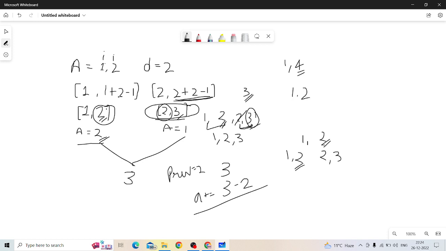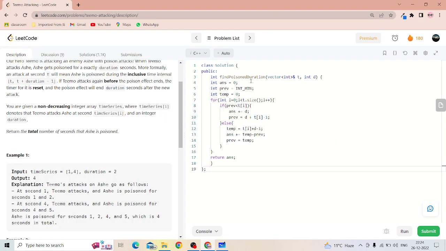If this last second is less than this array number, then we will simply add this whole range. We will not subtract this previous. Okay.